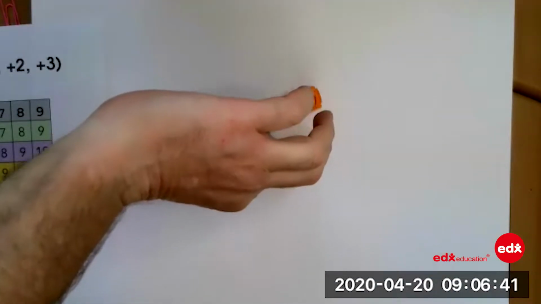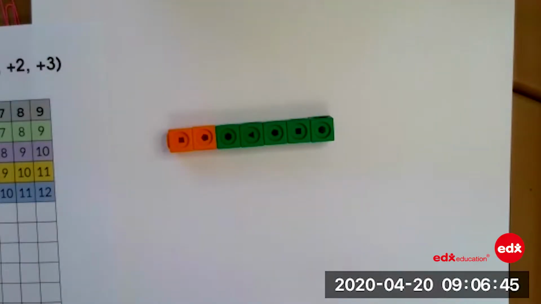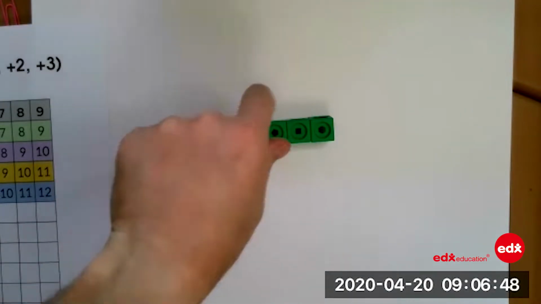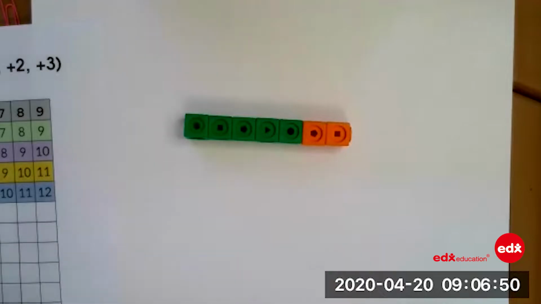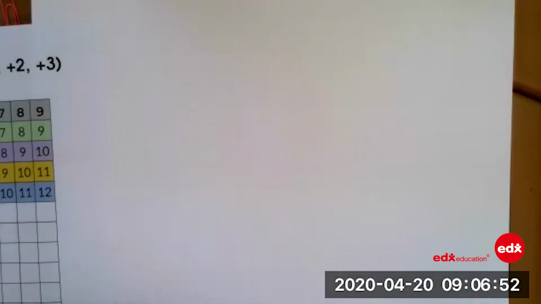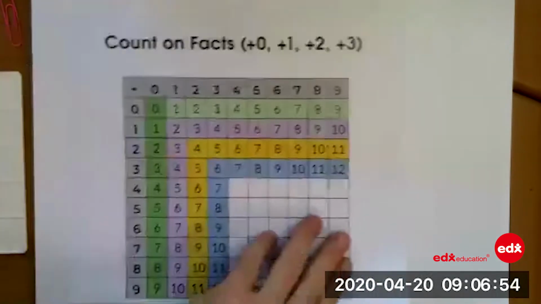By the way, I can still turn that around, and if you have a look here, I've just turned it around: 2 and 5 gives me the same result as 5 and 2. So let's talk a little bit about those count on facts.